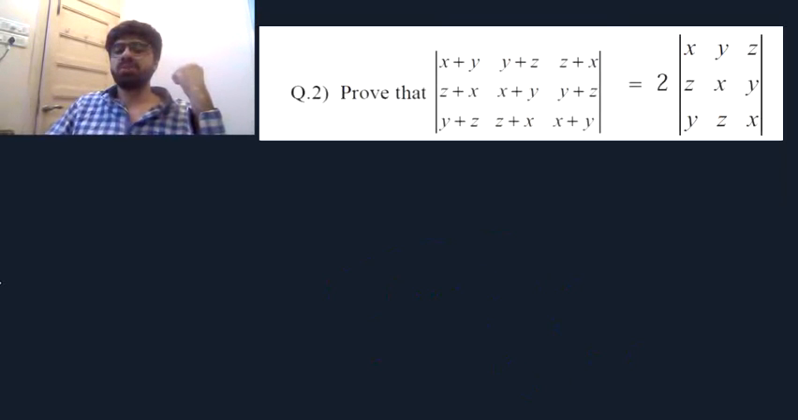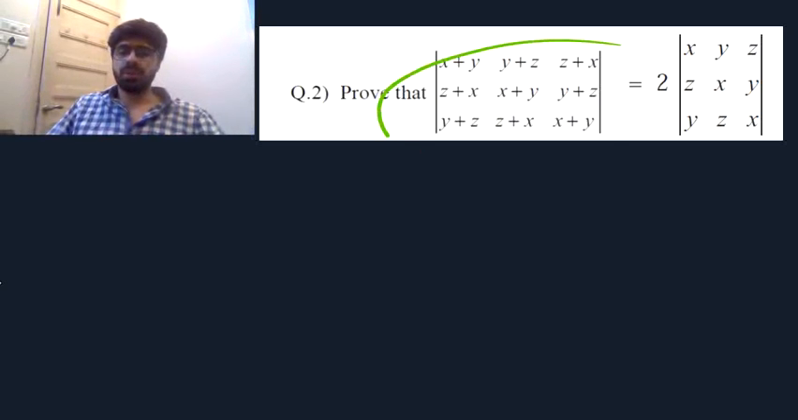Going ahead with question number 2, you need to prove that this determinant will be equal to this. Now the very first step is something that you might wonder about: how will we come to know that this is what we have to do? For that purpose, the only answer is to practice as many questions as you can, and with a tremendous amount of practice, these are certain steps that you will be able to imagine by yourself.